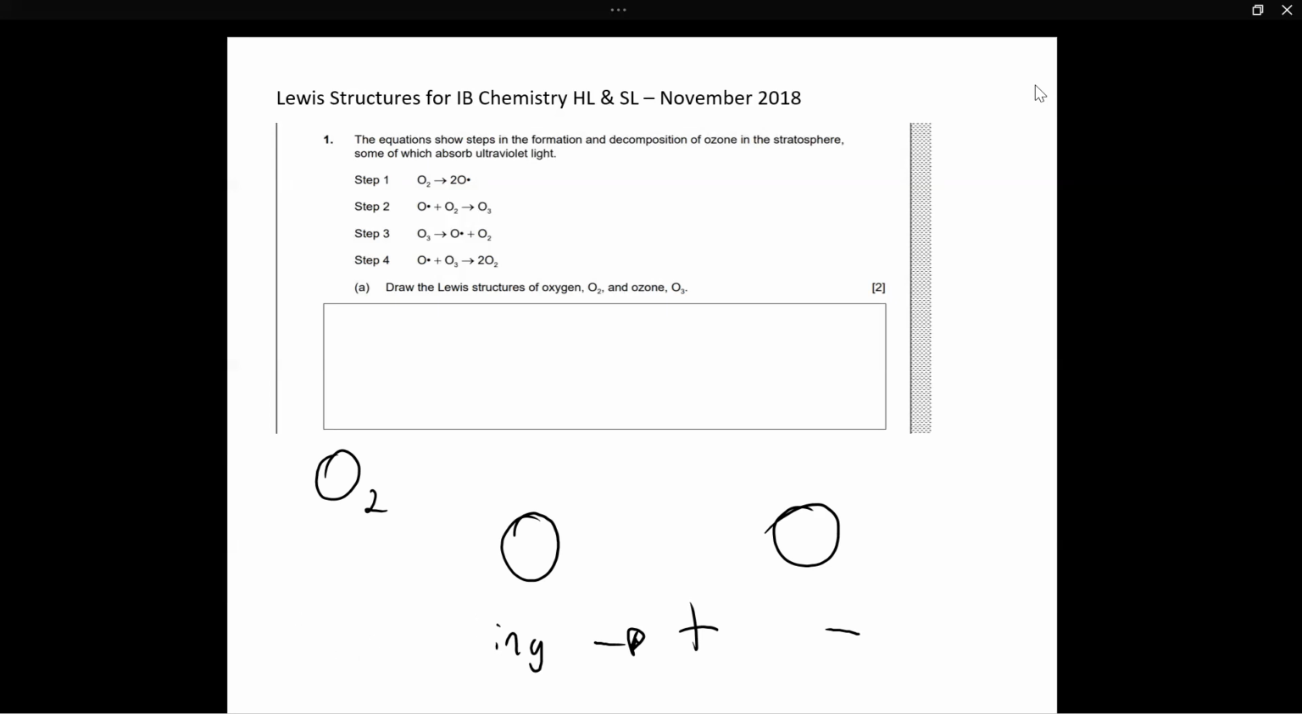But when it's not ionic bonding, when it's covalent bonding, it is the sharing of electrons. And that is what is happening over here in O2. It's covalent bonding. And covalent bonding occurs between non-metals. And oxygen is not a metal. So between two oxygen atoms, covalent bonding would occur.